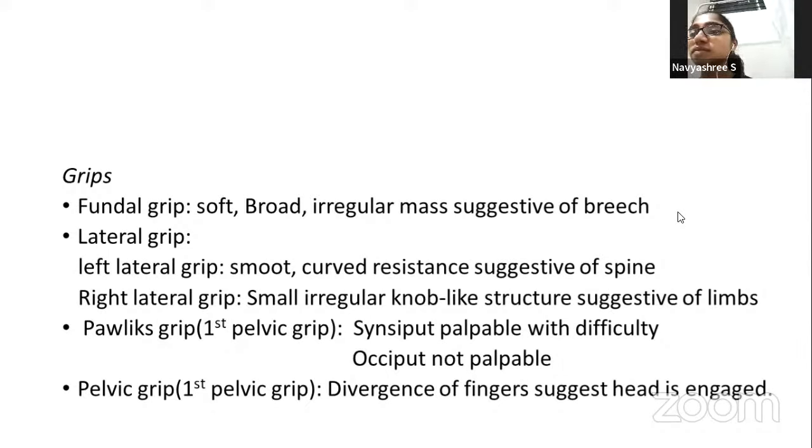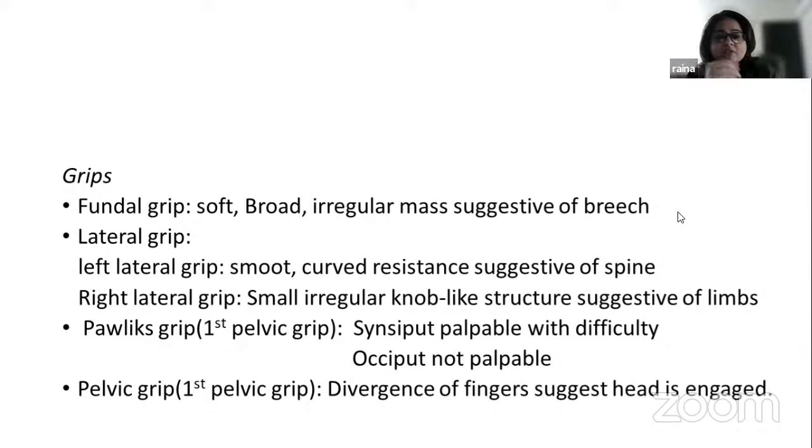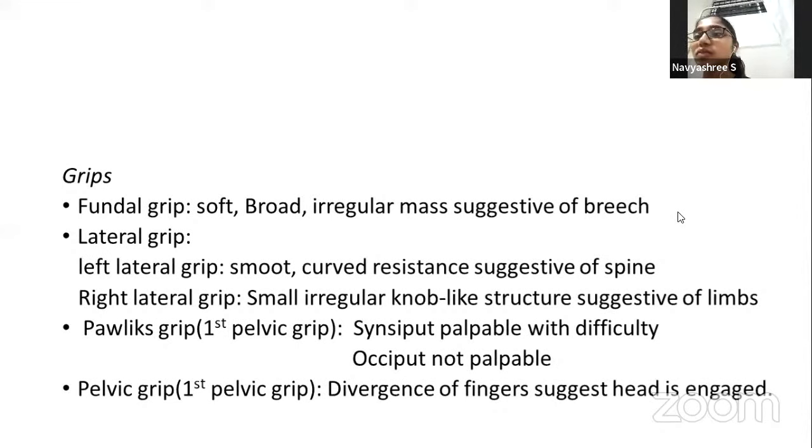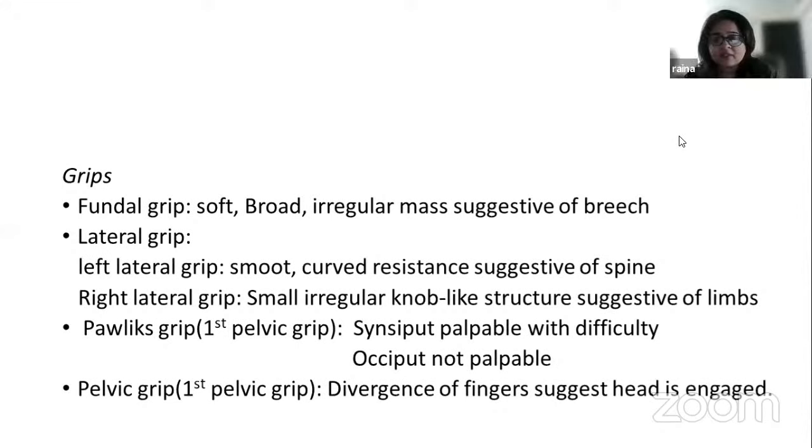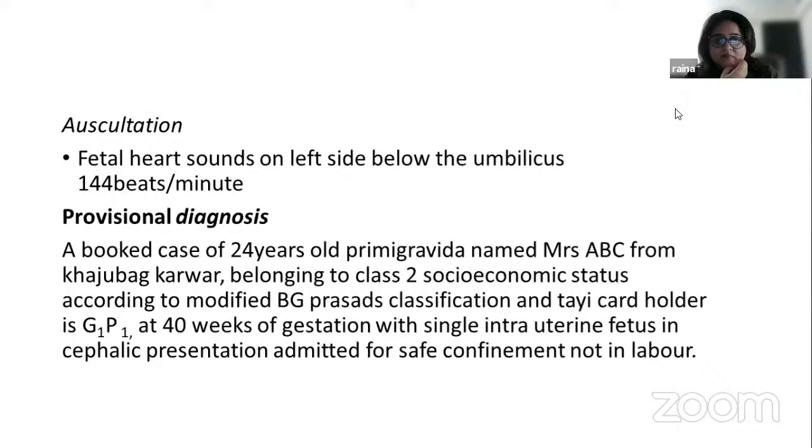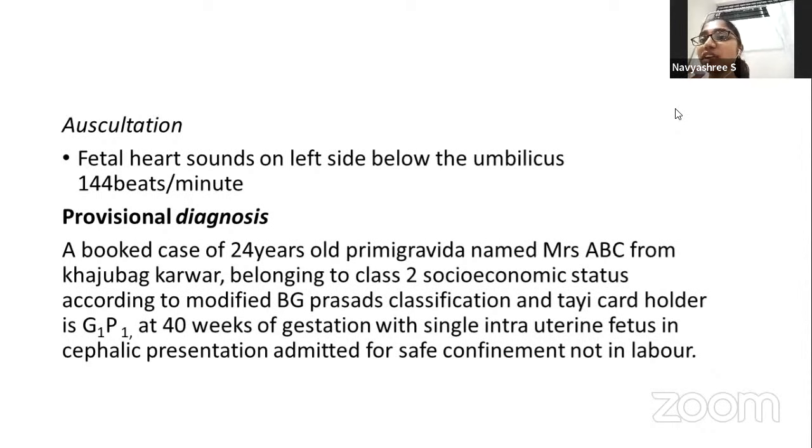Yes, very good. So these grips help us, because now she's 40 weeks. Our management now will be to plan her delivery, right? That's why she's admitted. Now these things will help us tell how to plan her delivery. Okay, continue. On auscultation, fetal heart sounds were heard on the left side below the umbilicus, 144 beats per minute.